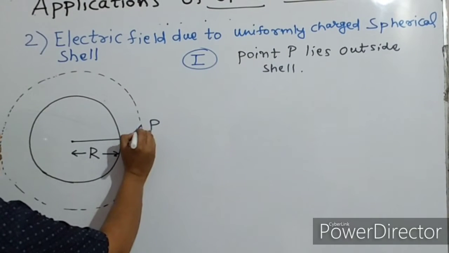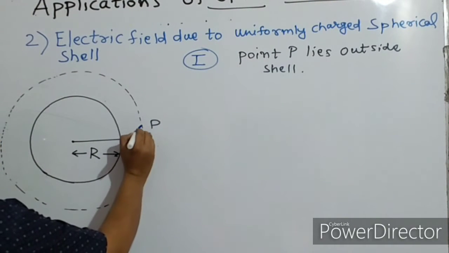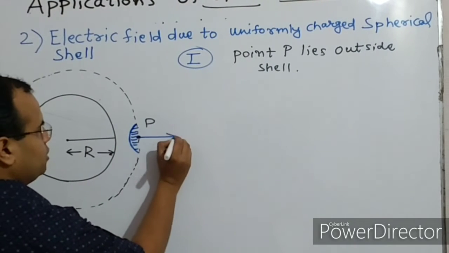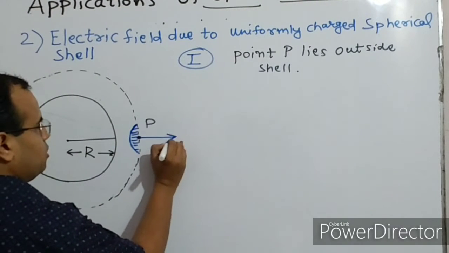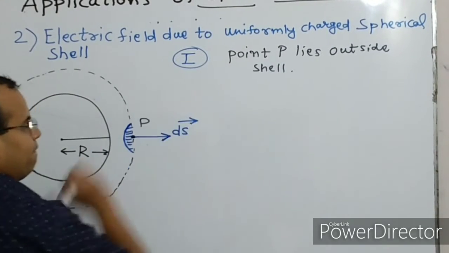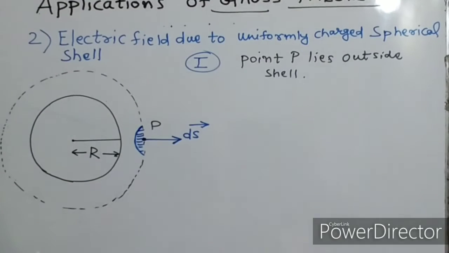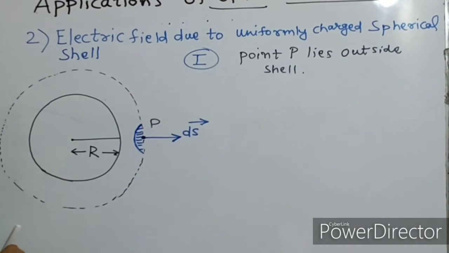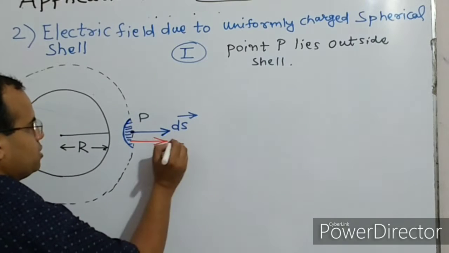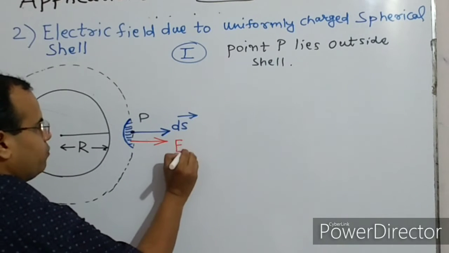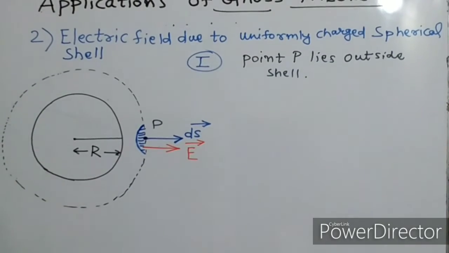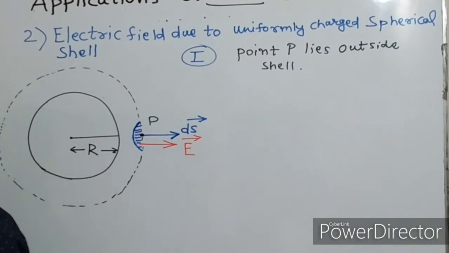For that, we are going to consider a small area. This is the area vector, which is given by ds vector. At this point, the electric field is given by this: this is E vector. This is the electric field, which we have to find.